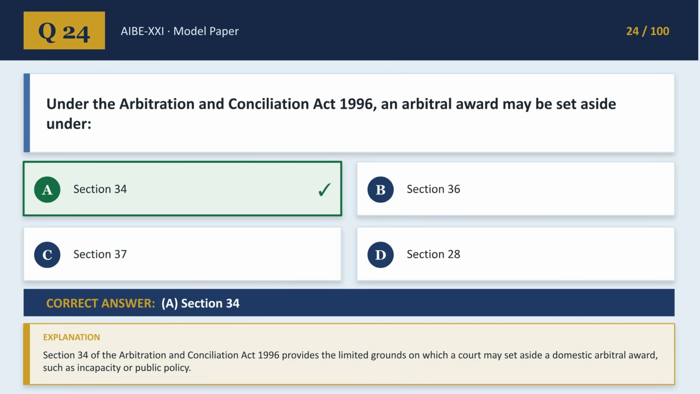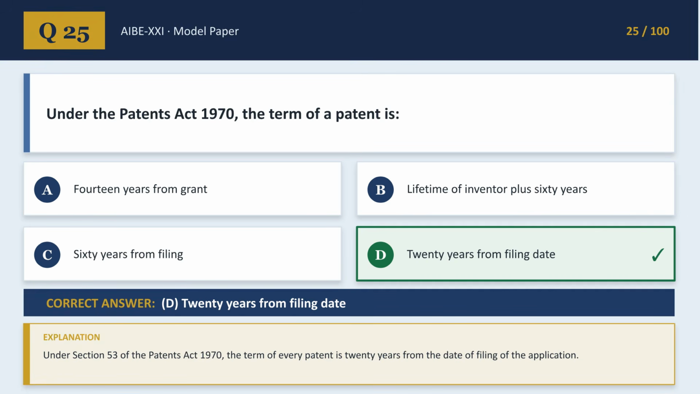Question 24 asks, under which section of the Arbitration and Conciliation Act 1996 an arbitral award may be set aside? The correct answer is A, Section 34, which sets out limited grounds for setting aside awards. Question 25. Under the Patents Act 1970, what is the term of a patent? The correct answer is D, 20 years from the filing date, as stipulated in Section 53 of the Act.